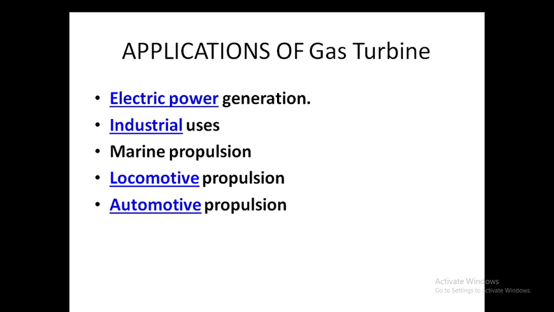And then here we are going to list some applications of this gas turbine. It is used for electric power generation. As I already told you, electric power can be generated using this gas turbine. Then it has many industrial uses, such as crude oil pumping or refining processes, where we use this gas turbine. Then electric power generation.